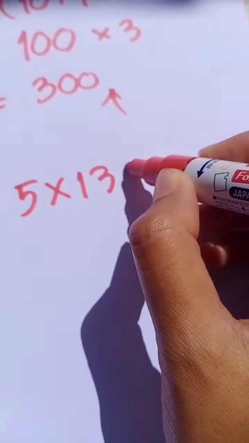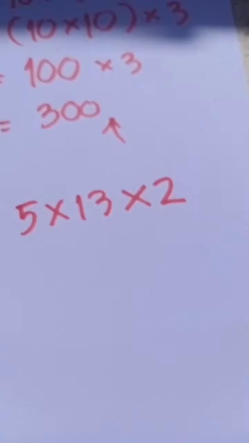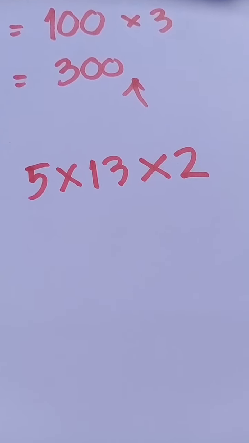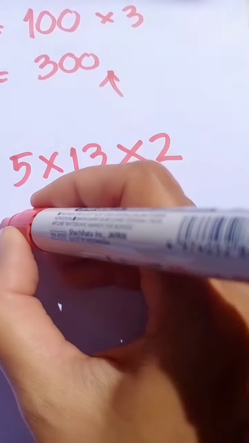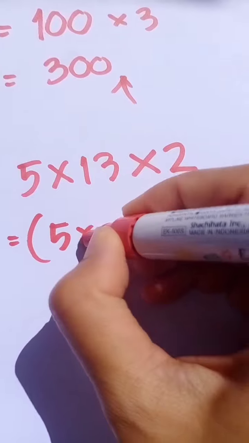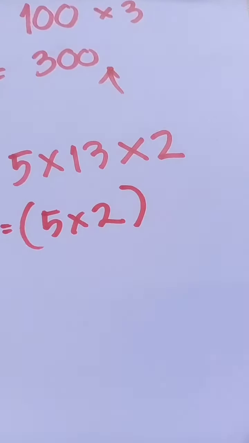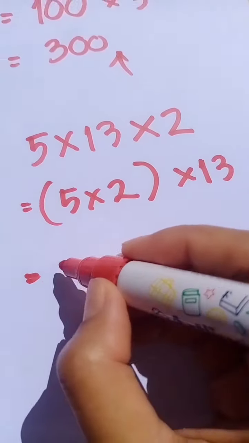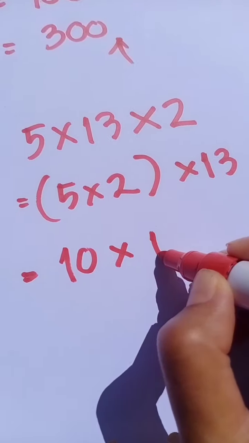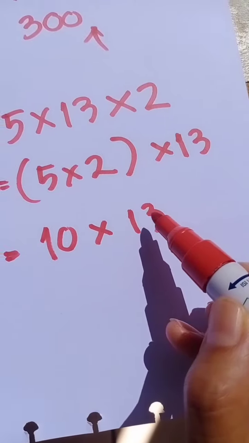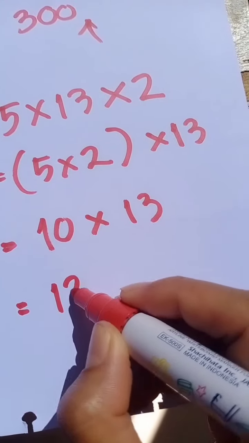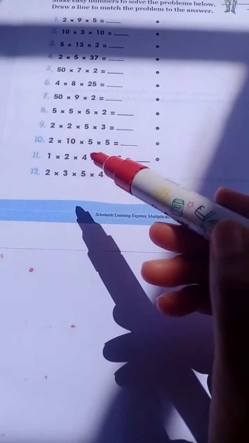5 times 13 times 2. Again, we will try to find the tens or the hundreds. In this case, we will find the easiest way. 5 times 2, right? Times 13. And then 5 times 2 is 10, times 13. Again, it's the 13. And then you just add the number of zero there. And it becomes 130.